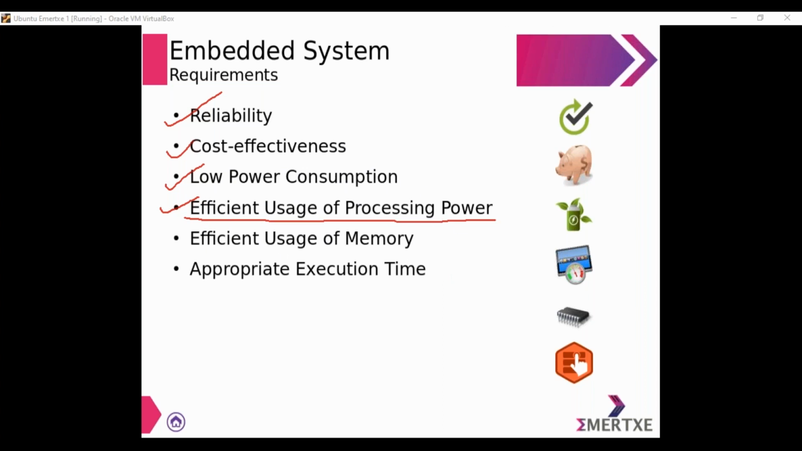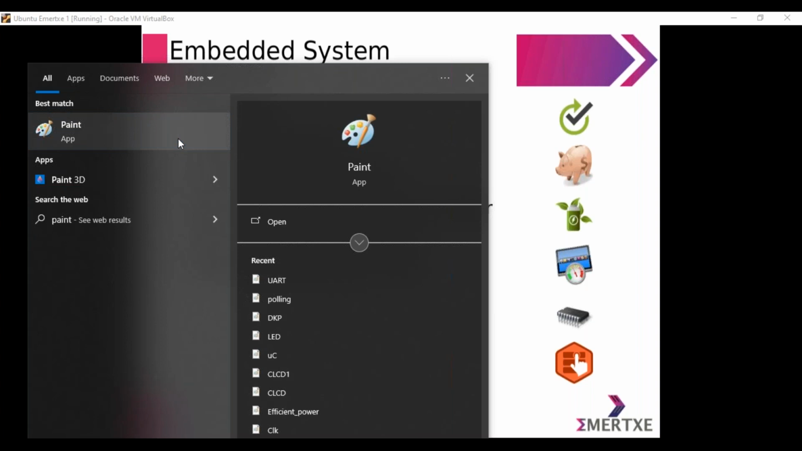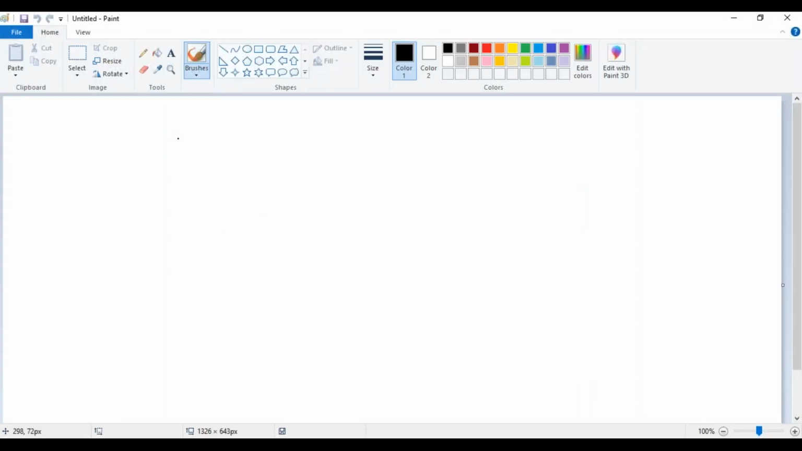Now, to show you that with a simple example. As I'm saying, it is very important that you are using the processing power in an efficient manner. So, let me go with a simple example. Using the processing power in an efficient manner is not always easy. It's in fact a difficult job. I'll go with a simple example.